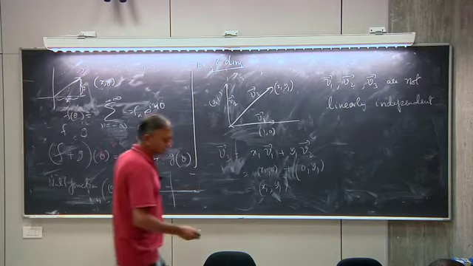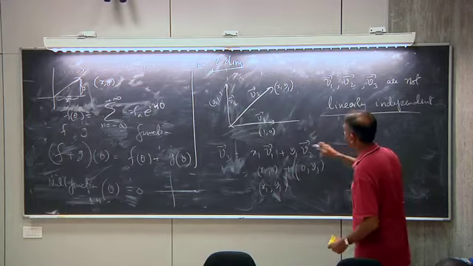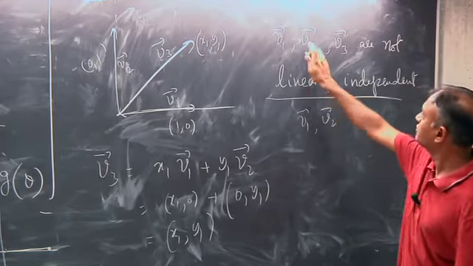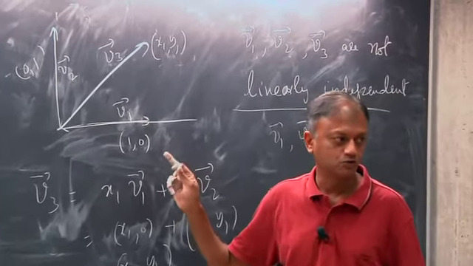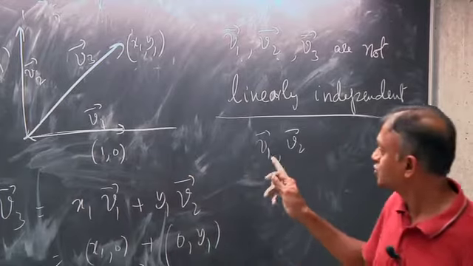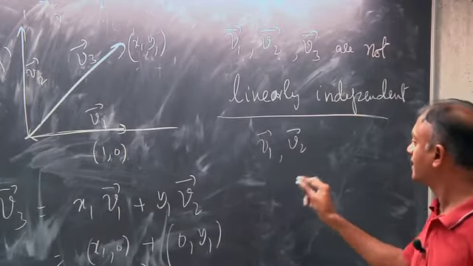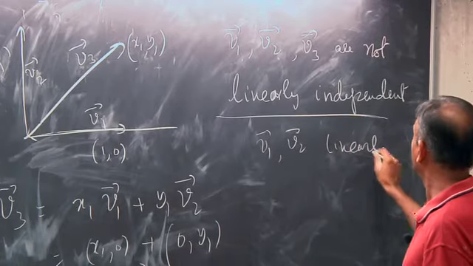On the other hand, if I take another example where I just take v1 and v2, not v3, just these two vectors, there is no way you can express one in terms of the other. These are linearly independent.